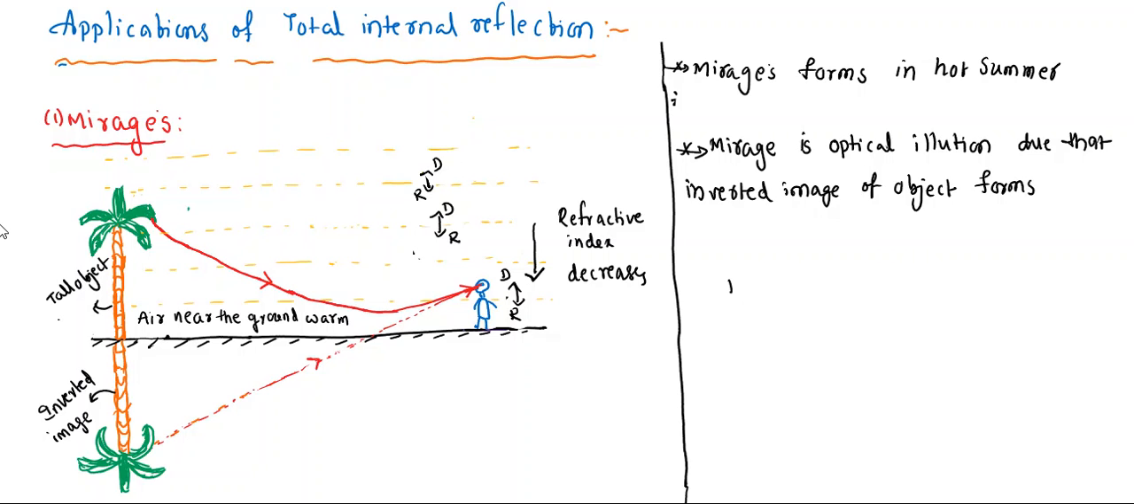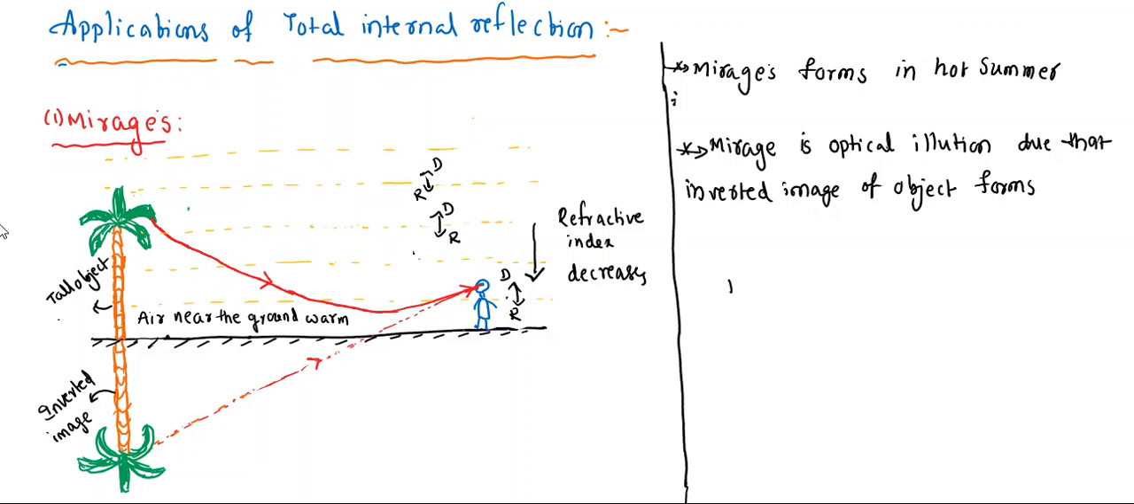Why is the upper layer the denser medium? Because the lower layer has lower density and the upper layer has higher density. When you go down, the refractive index decreases. That means the upper layer has a high refractive index and the lower layer has a low refractive index. High refractive index is said to be a denser medium, and low refractive index is said to be a rarer medium.